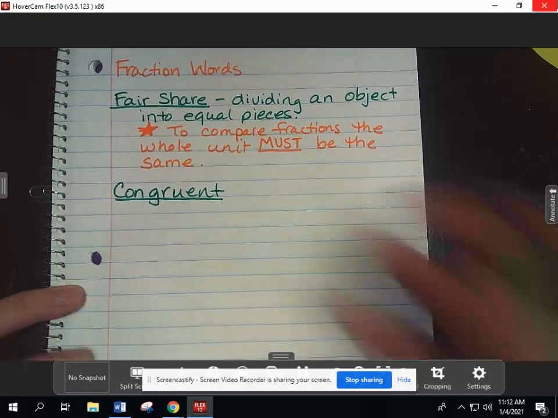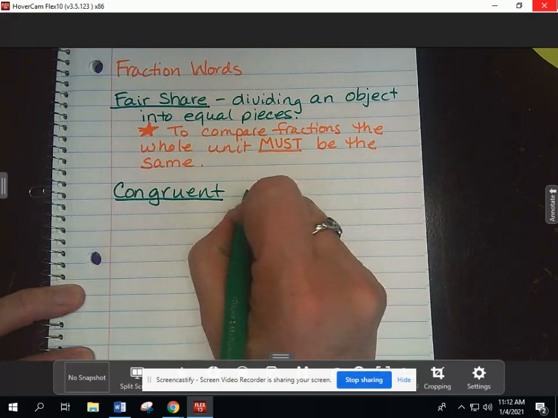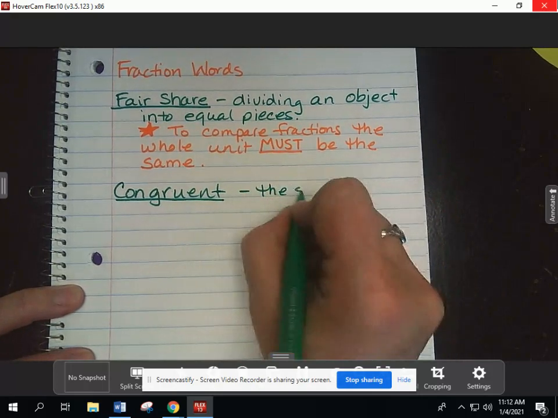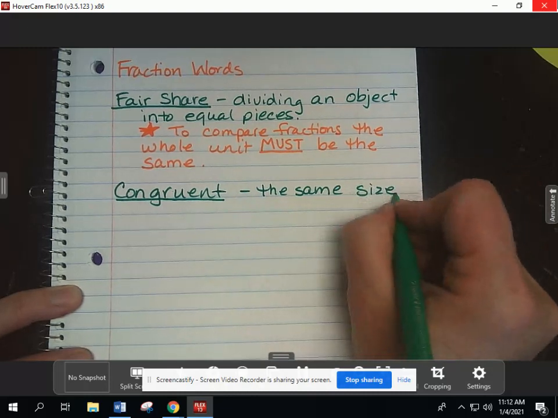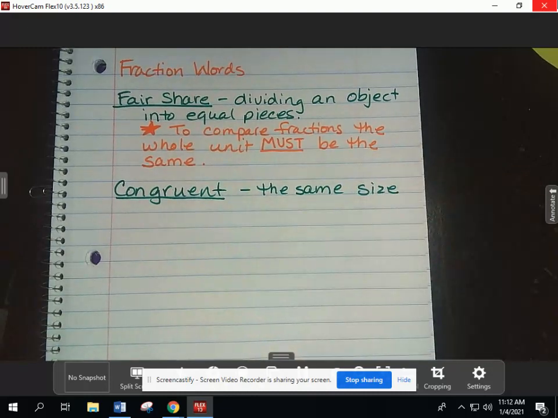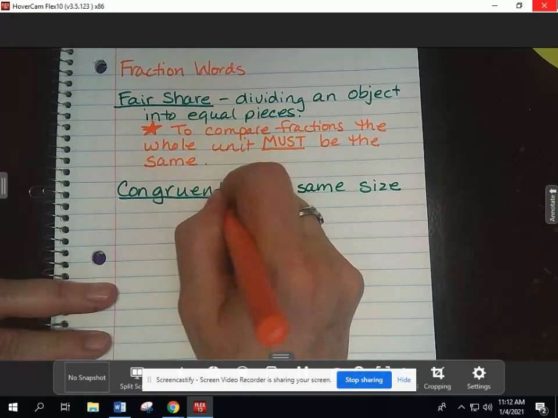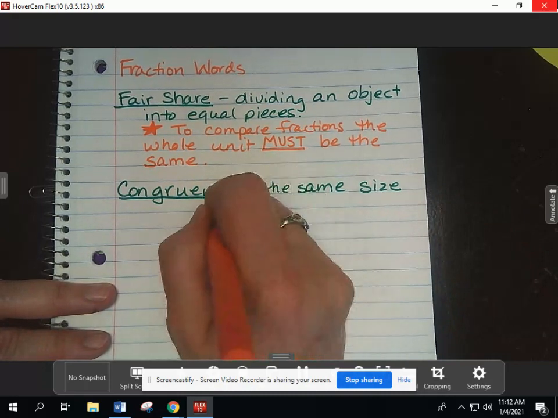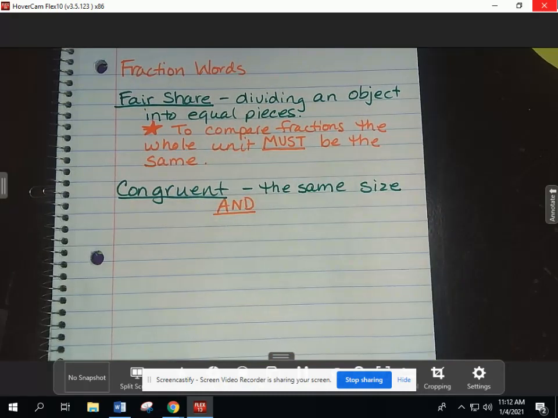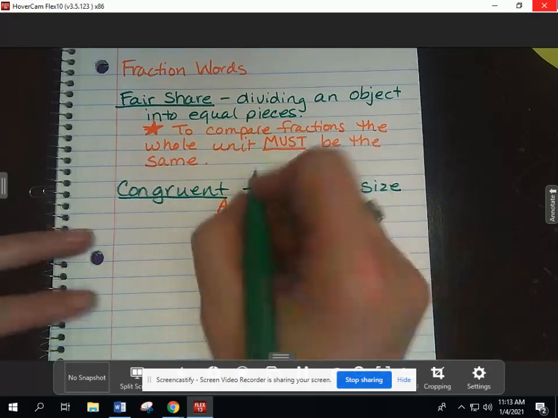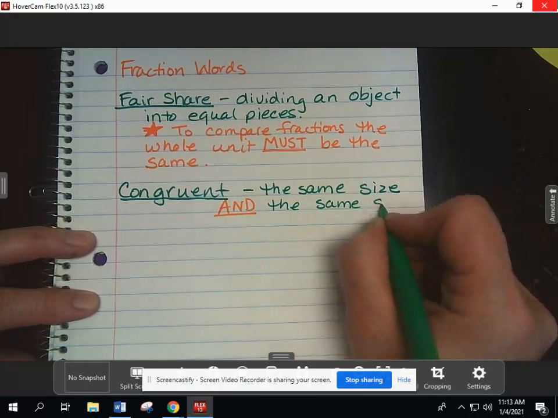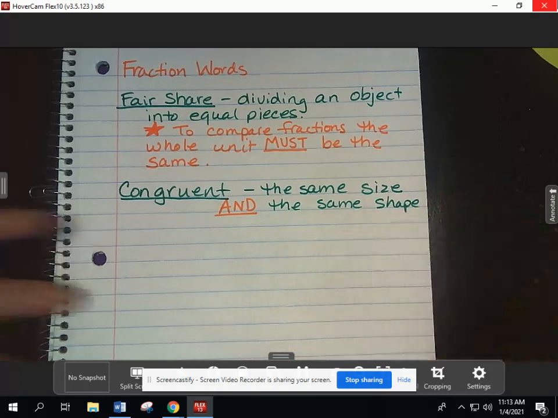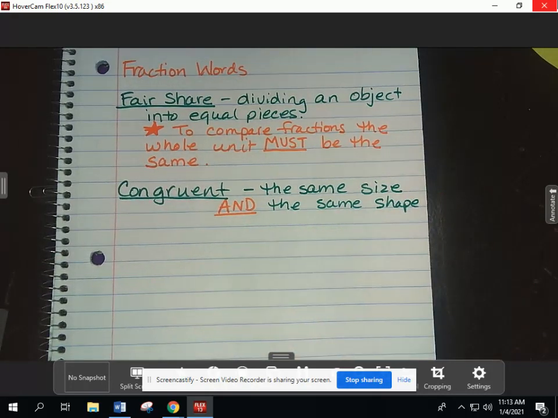other things. So if it's congruent, it is the same size and the same shape. So if it's congruent, it is the same size and it is the same shape.